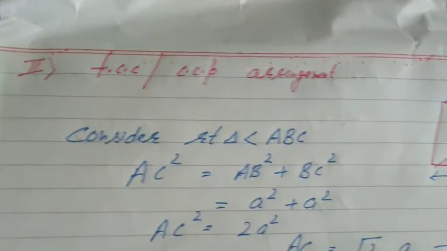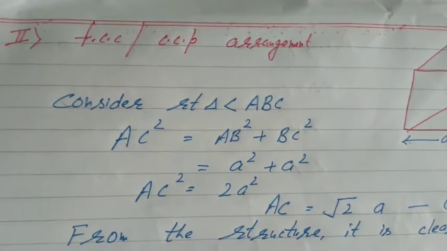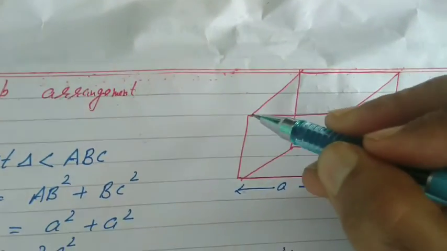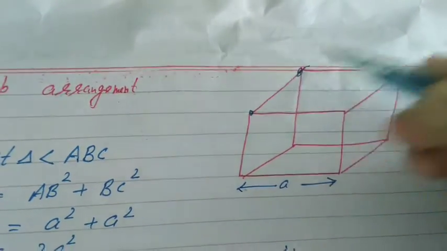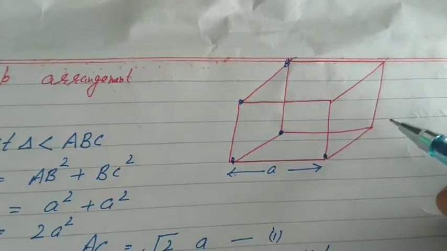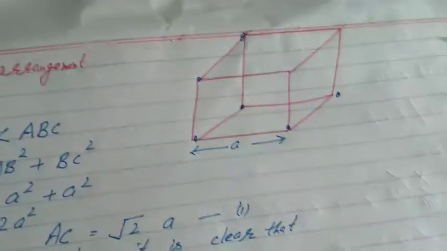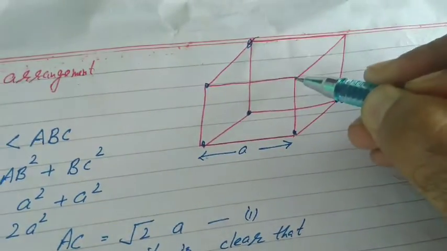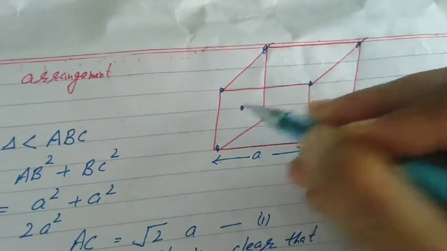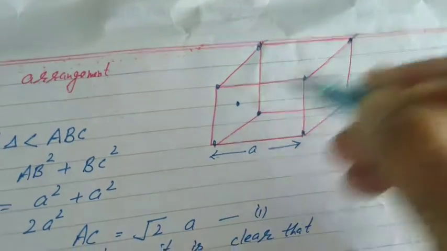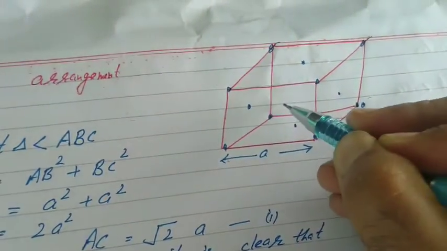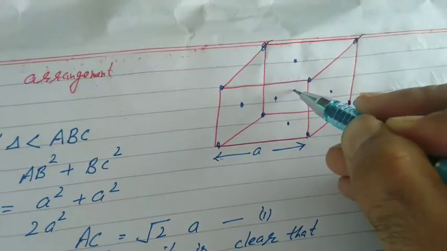FCC system. In FCC system the constituent particles are present at corners plus 1 at the center of each face. Constituent particles at corners plus 1 at the center of each face. That's the first face, second alternate, third its opposite, fourth, fifth the front face and sixth the back face.